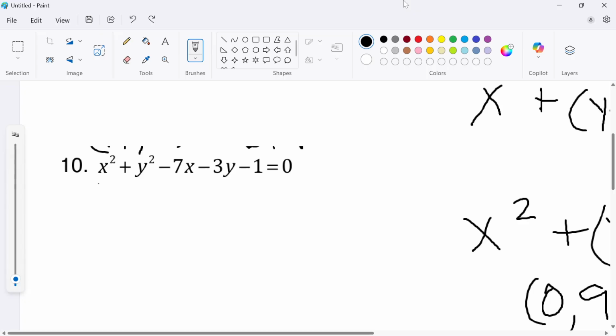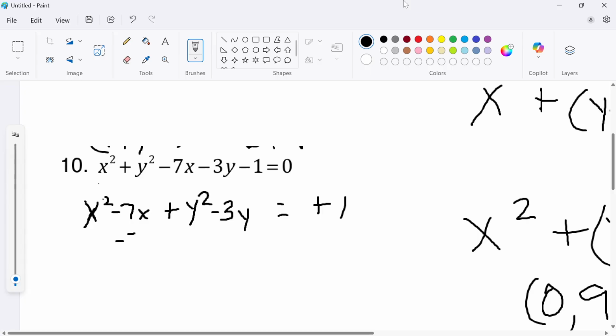I'm going to put the x's and y's together. I'll put x squared minus 7x plus y squared minus 3y. And I'm going to add 1 to both sides. Okay. Oh, boy. They never make it simple.